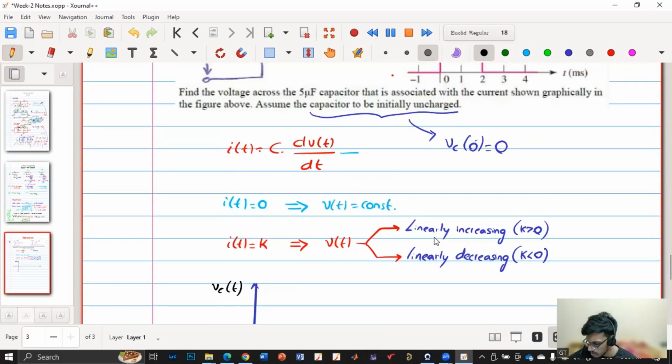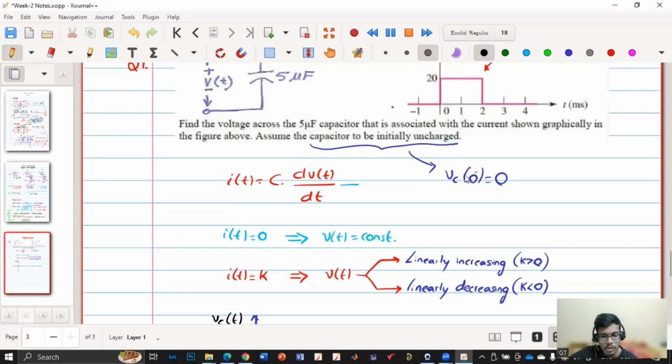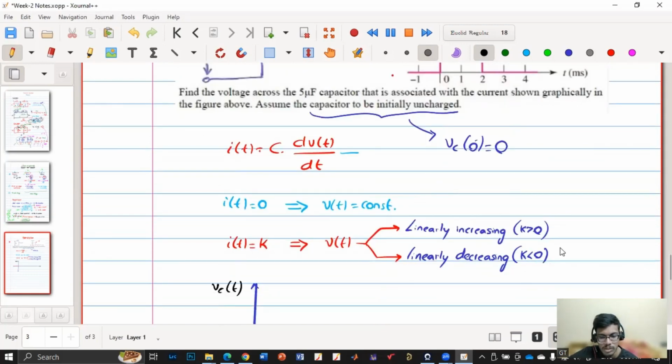Let me repeat. I'm saying until this point it is 0 because they have said that the capacitor is initially uncharged. Now the capacitor current is some positive constant value. So if it is some positive constant value, what will happen to the capacitor voltage? Constant and then linearly increasing and then constant.